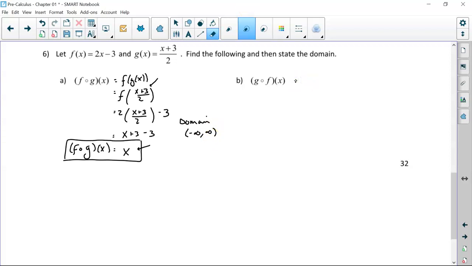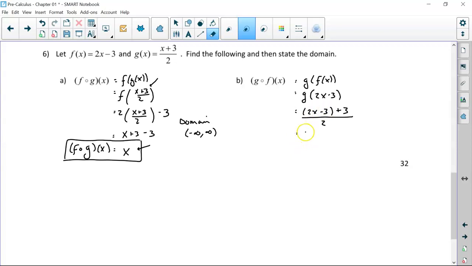G of f of x. So it's going to be the function g at f, which is 2x minus 3. So for function g, it's the quantity of x plus 3. So instead of writing x, we're going to leave it blank with some grouping symbols, plus 3, all divided by 2. And in those parentheses, that's where we substitute our 2x minus 3.